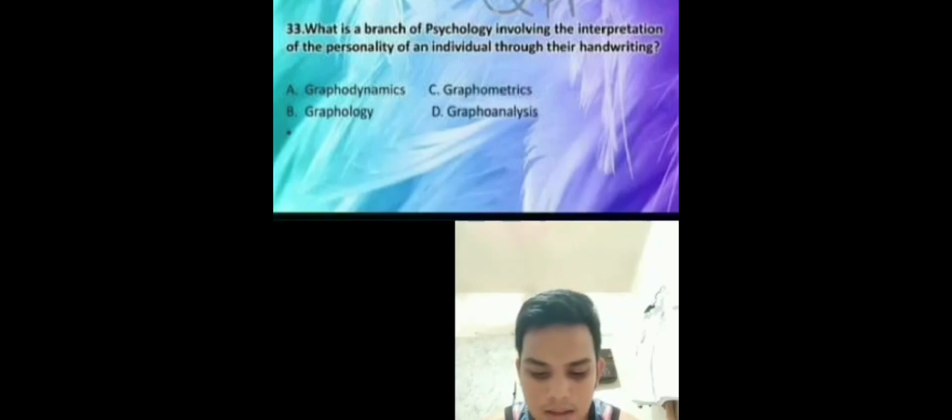Dahil ito ay sangay na psikolohiya at pagsusuri ng sulat kamay na nagbibigay kahulugan sa personalidad. The incorrect answer is letter A, C, and D. The letter A is graphrodynamics. Ito ay tumutukoy sa pag-aaral ng mga dynamic o pagbabago sa mga network o system kaysa sulat kamay. Letter C, graphometrics, at dito naman kabilang pagsulat at pagsusuri ng sulat kamay. And letter D, graphoanalysis. Ito naman ay isang particular na subset ng graphology na nakatuon sa sistematikong pagsusuri ng sulat kamay.